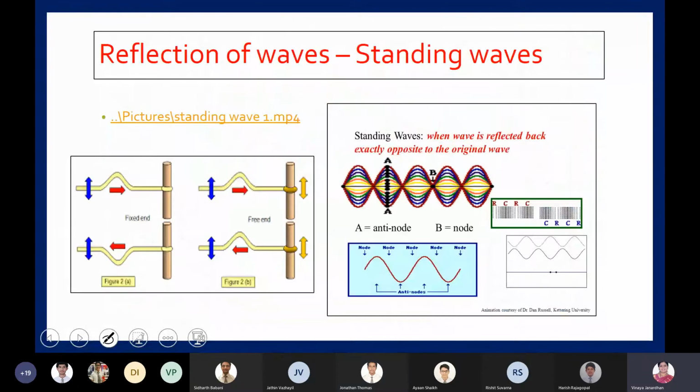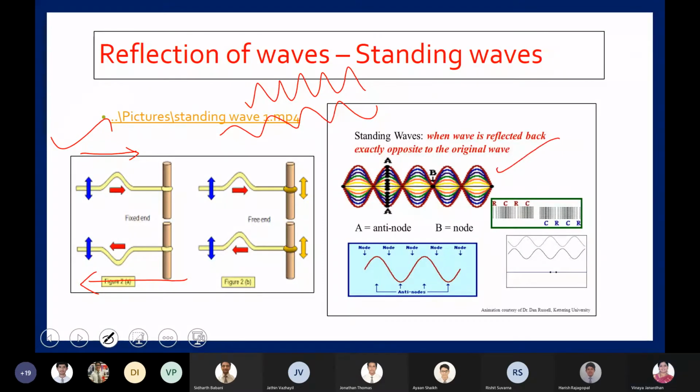For a diagram. This is a progressive wave which is moving forward. Then when it gets reflected back by a fixed end, look at this, it's a 180-degree reversal. A progressive wave moves forward. When it gets reflected back, you can see the 180-degree reversal. So the wave is keeping on progressing. The reflected wave is also progressing. And when they overlap, you will have a pattern like this.